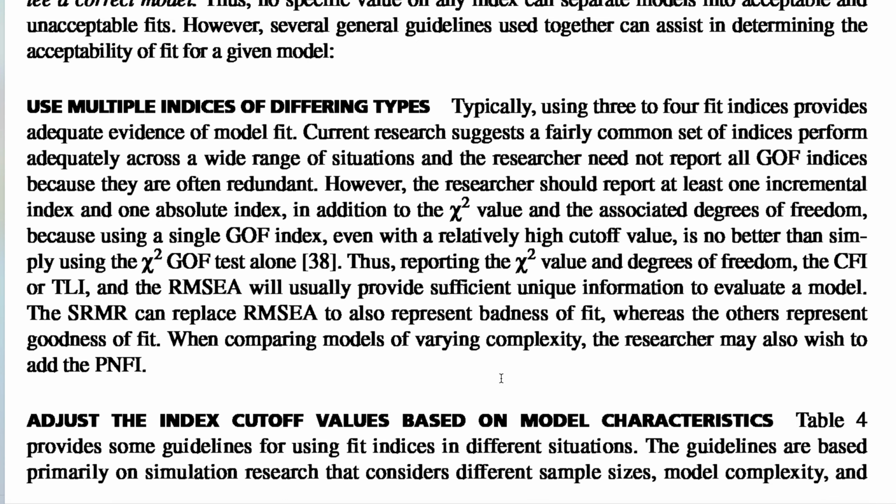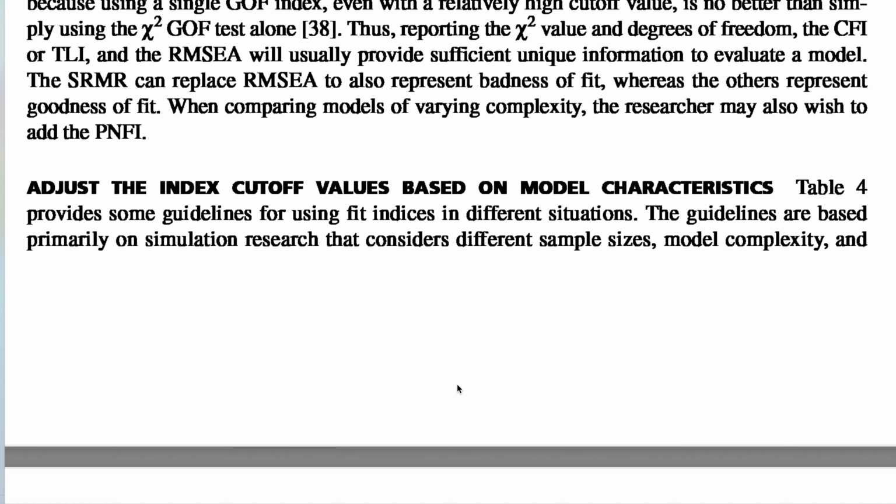The CFI and TLI and the RMSEA will usually provide sufficient unique information to evaluate a model. The SRMR can replace the RMSEA, as it also represents badness of fit, whereas the others represent goodness of fit. When comparing models of varying complexity, the researcher may also wish to add the PNFI.